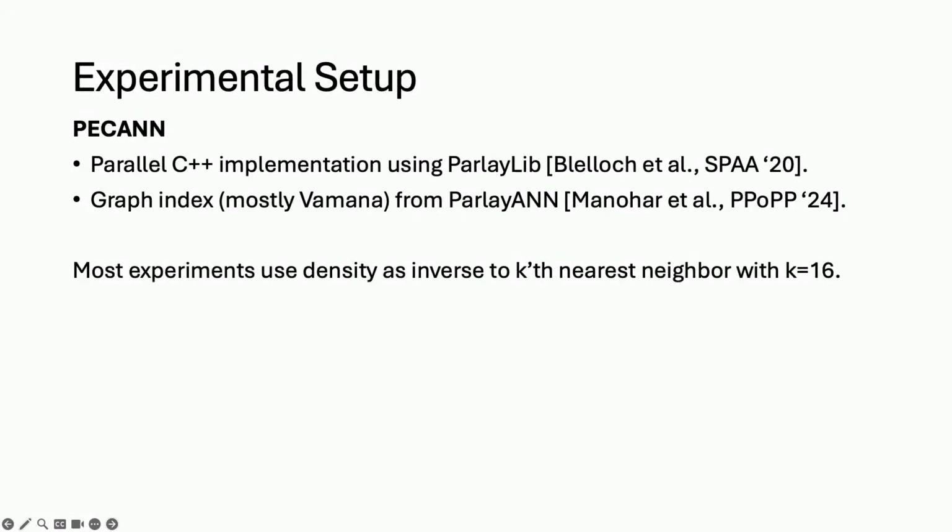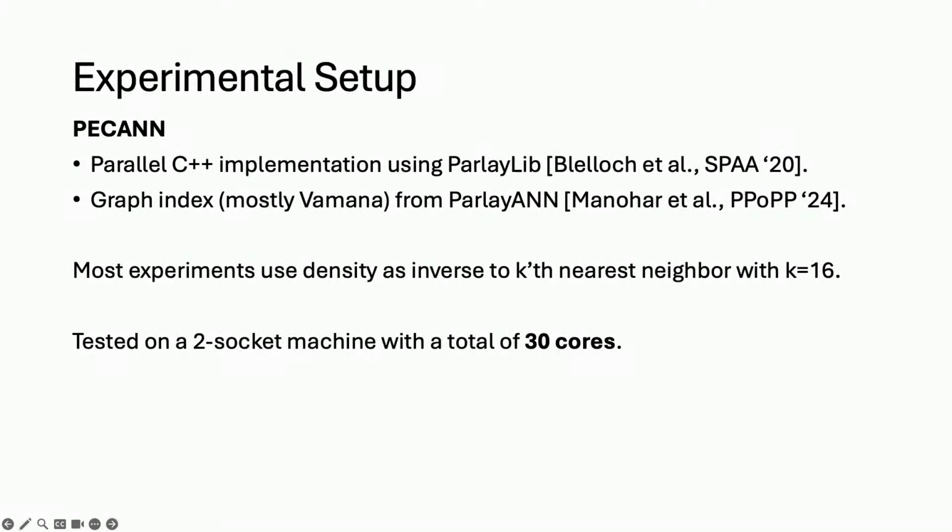Most of the experiments use a density function defined to be the inverse of the kth nearest neighbor distance, where k is set to 16. We found that this works pretty well in terms of getting good quality clusters at a reasonable running time. But I'm also going to be comparing the different density functions that we tried in this section. We ran our experiments on a 2-socket machine with a total of 30 cores.